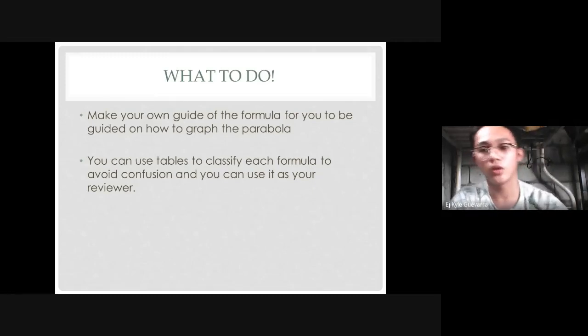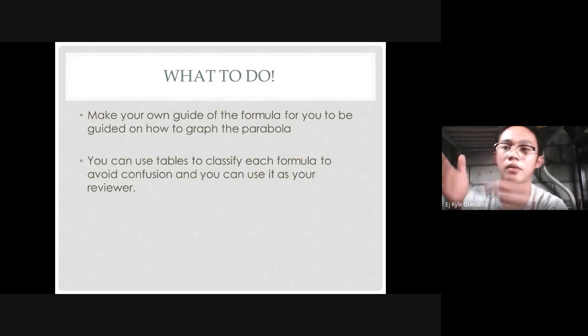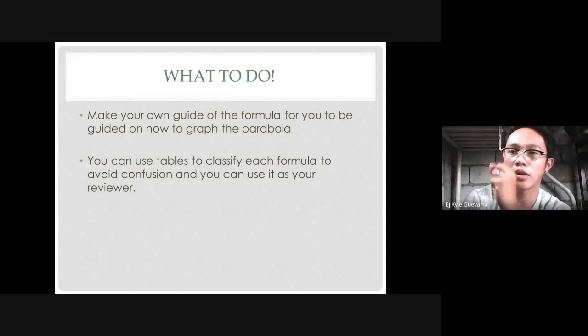So anong ibig sabihin ko dito? Pwede kayo magsulat sa notebook or sa index card. Gawa kayo ng table. Ayan. For example, table. So classify. Halimbawa, sa first table nyo, ang sa taas is vertex. Kapag ang vertex is origin, 0 and 0. Tapos ilalagay nyo yung equation. Anong equation kapag anong coordinates ng focus? Directrix. Anong equation ng involved? Tapos, ano naman yung axis of symmetry? Ayan, para madali nyo matandaan. Pwede nyo siyang gamitin as reviewer ninyo.